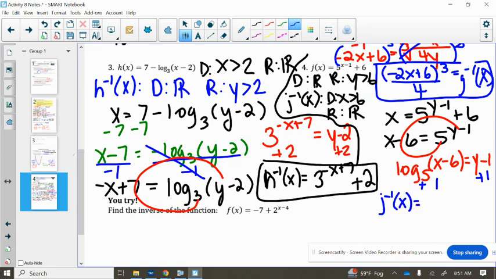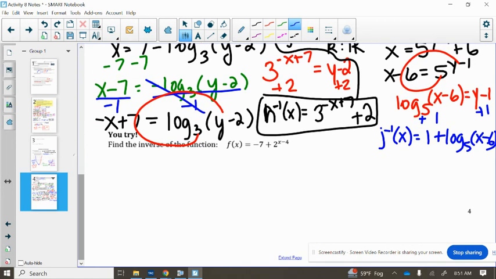You can either put the 1 on the end or in front. I like it in front. 1 plus log base 5 of x minus 6. Or again, it's okay if you put it as log base 5 of x minus 6 plus 1. All right, just remember, though, the plus 1 does not go inside parentheses here.